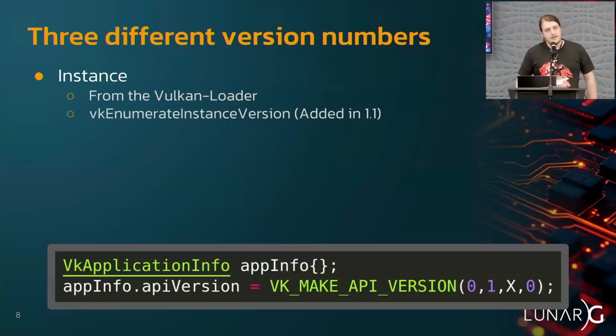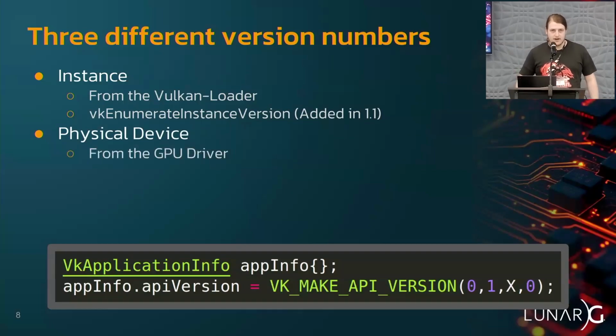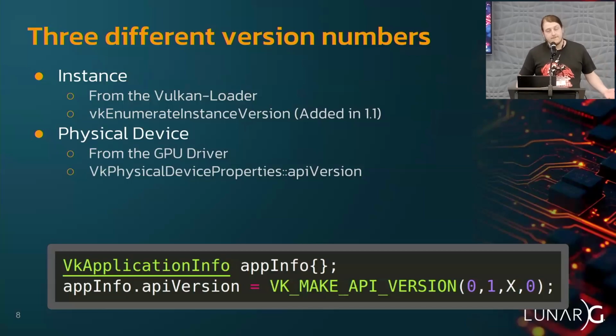The function enumerate instance version will tell you what instance version you have. If this function doesn't exist, you are on a 1.0 driver. So that's your version. A more important version than the instance version by and large is the physical device version. You get it from the GPU driver, specifically vkGetPhysicalDeviceProperties, and on the struct that you get out of it, the API version. This is what tells you what the hardware really is capable of. You could have a 1.3 instance and a 1.1 physical device, and 1.1 is what the hardware supports.